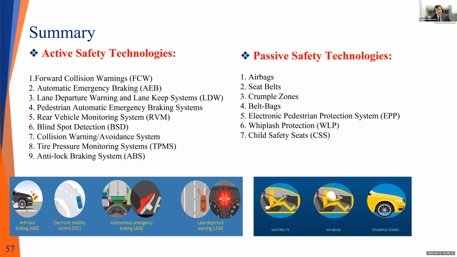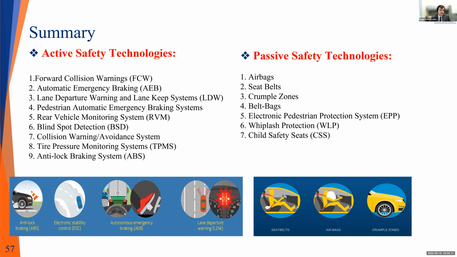And there are some technologies that, if by any chance you get into a crash, are going to save your lives or at least decrease the severity of it. So today we have learned about active safety technologies such as forward collision warning, automatic emergency braking, lane departure warning systems of different types, blind spot detection, collision warning systems, tire pressure monitoring, anti-lock brakes, and just a few examples of them.